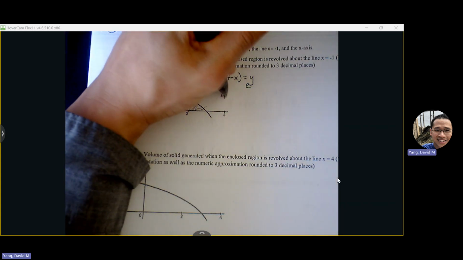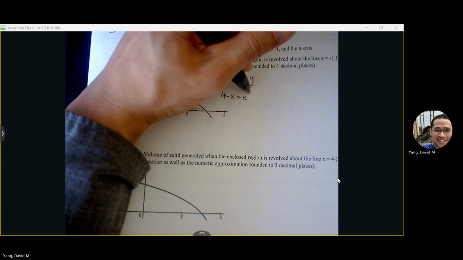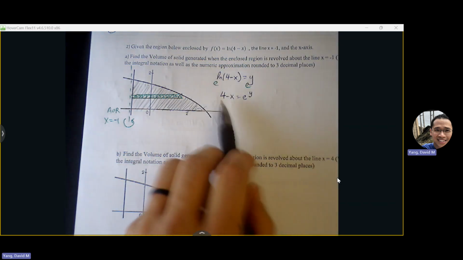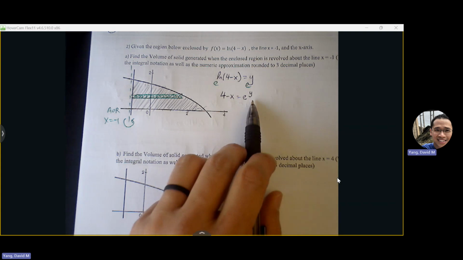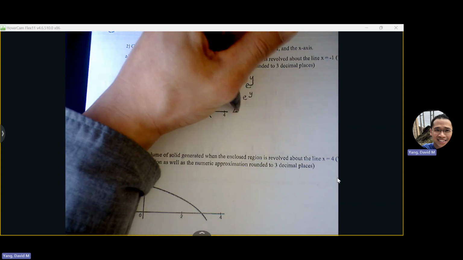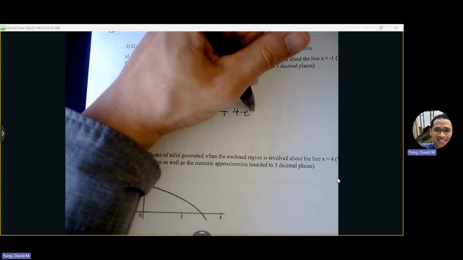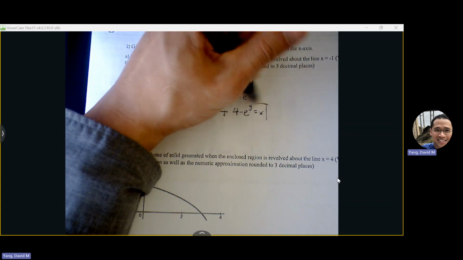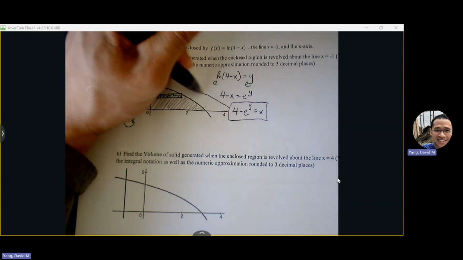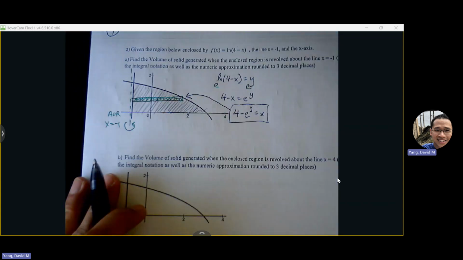The e and natural log cancel out. Now I'm just going to move x around so I can get that positive x. So I'm going to subtract the e to the y, and move that x to the right. And now this is the equation I want to use to represent that curve.